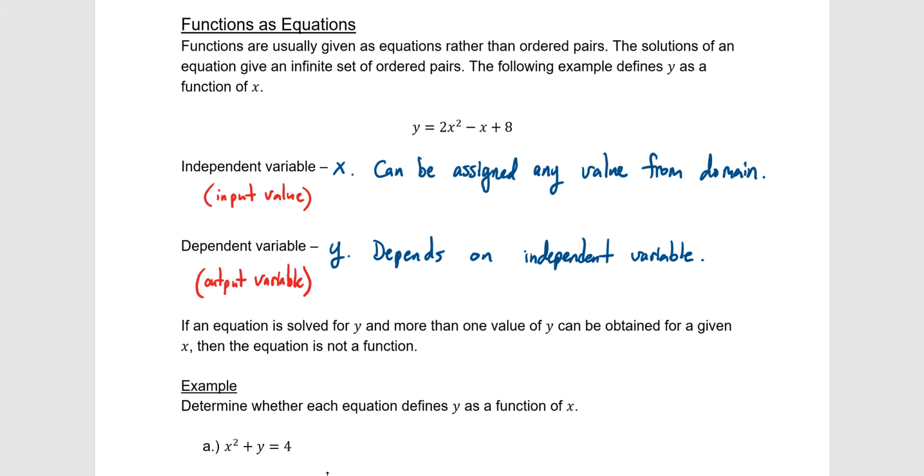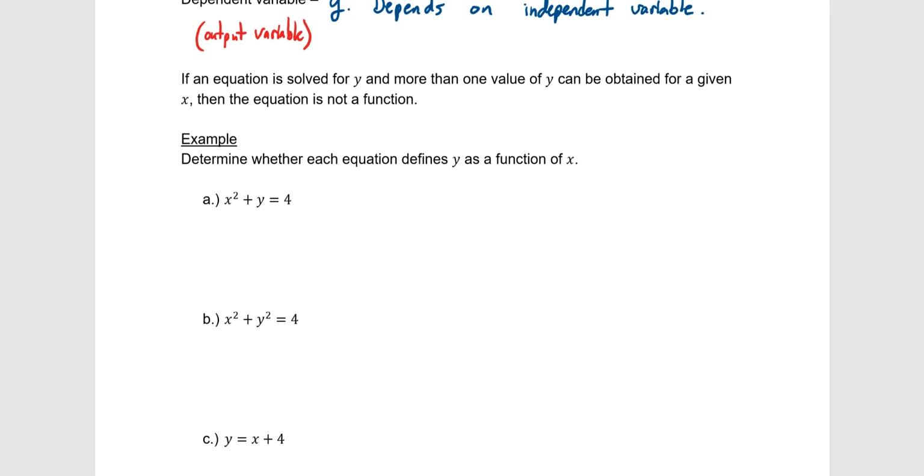Now bringing this back to the definition of a function, if we have an equation that's solved for y, and we plug in a value of x, and it gives us out more than one y value, then that means the equation is not a function. Okay, so let's look at a couple examples here.